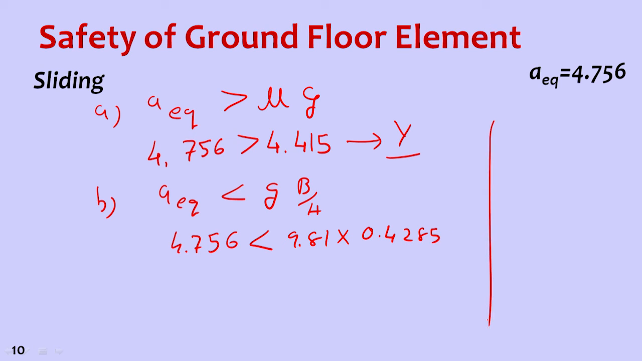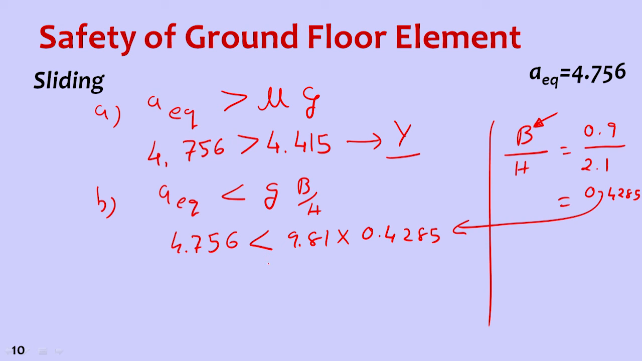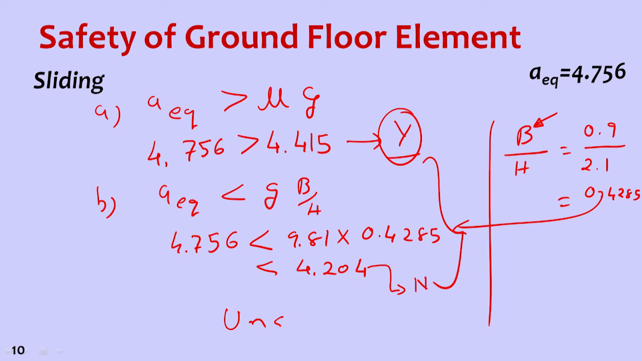0.4285. Now here you just need to consider, though in the equation it is written as B by H, B is the side or the dimension along which our element is placed. So here B is 0.9 divided by 2.1, it will give us 0.4285. So putting the same value, we will get 4.204. So though this condition is not satisfying, one of the conditions got satisfied. So ultimately we can say that when the element is placed again along the L for the fourth floor, it is unsafe. It is unsafe for sliding.